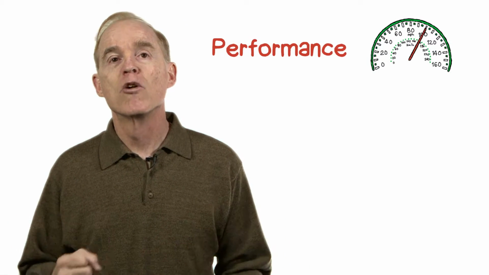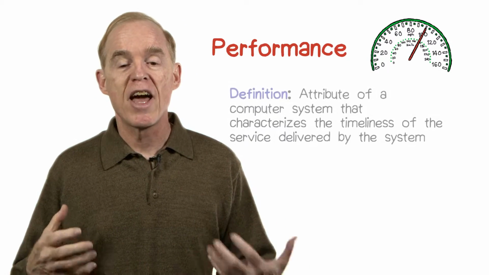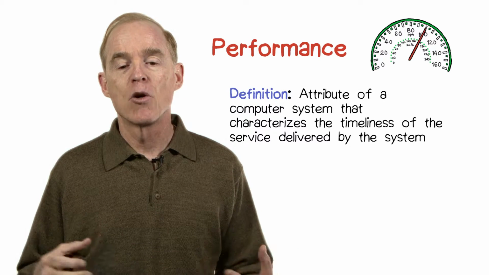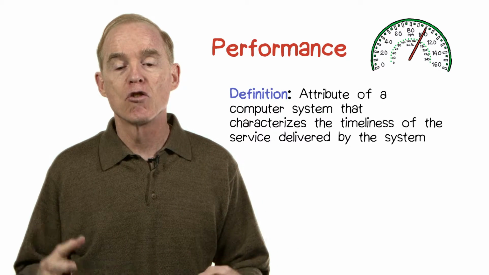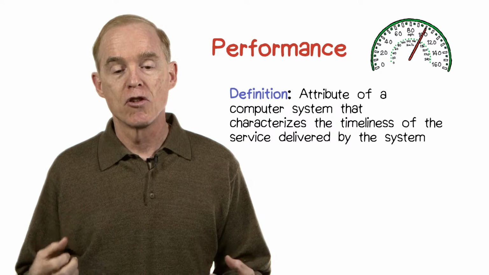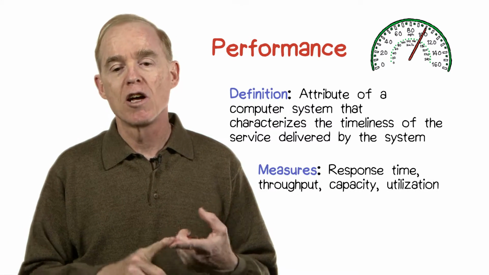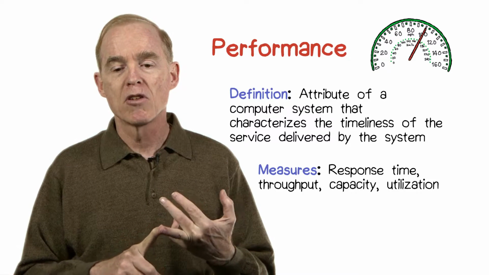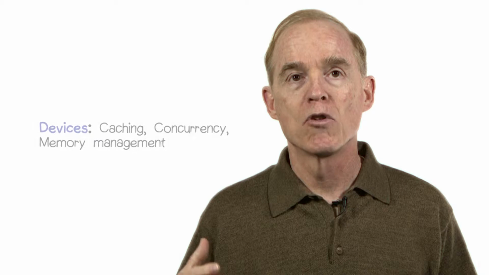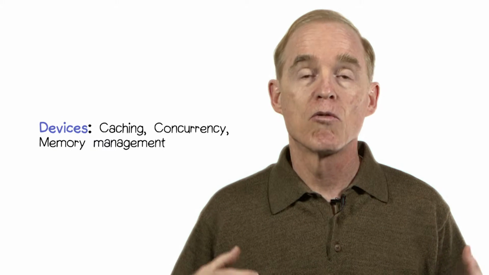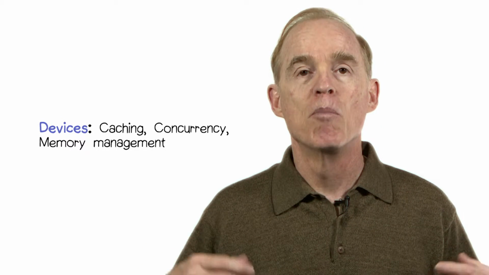First off, for performance, the Software Engineering Institute's definition of performance is that attribute of a computer system that characterizes the timeliness of the services delivered by the system. And we can measure this in a lot of different ways in terms of response time, throughput, system capacity, system utilization. And there are many devices that programmers can use to improve performance, for example, caching, concurrency, memory management, and so on.